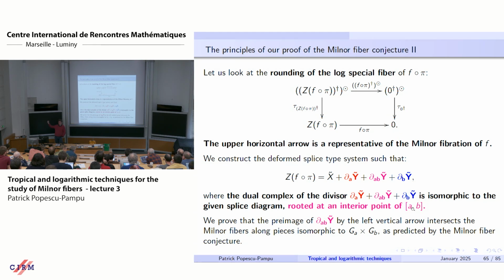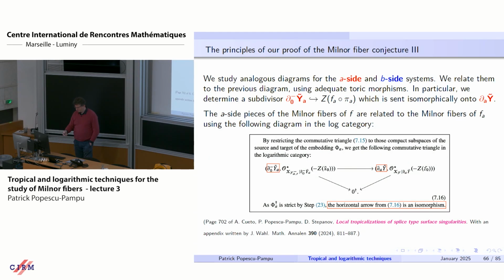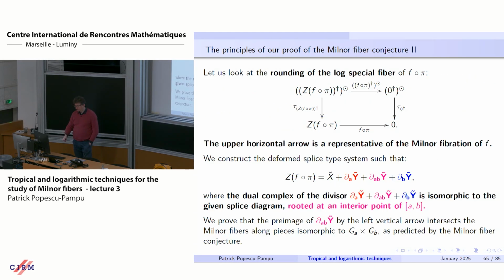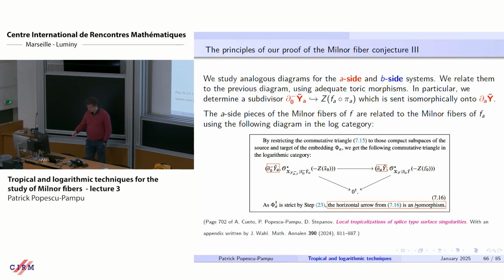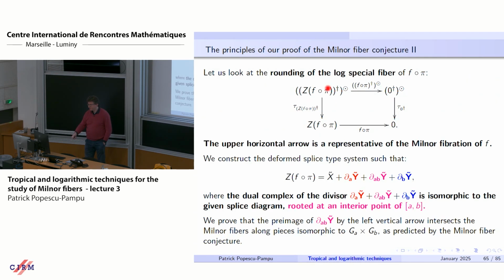But in fact, from the target disk and the ambient space here on the source, we get divisorial log structures which we can restrict to the two divisors, getting O dagger and Z of F composed with pi dagger. And then we round that logarithmic morphism, and this is a representative of the Milnor fiber. And you see that it is decomposed into pieces using the projection to the total transform of F.